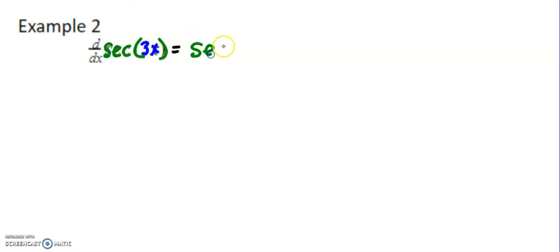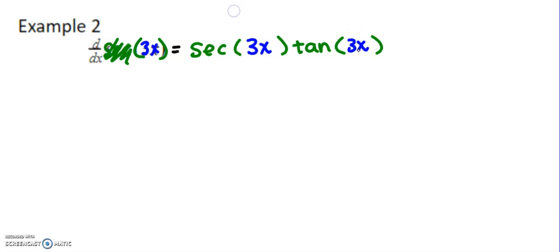So I'm going to take the derivative of secant, which is secant times tangent, leaving the argument alone, the part on the inside, times, from the chain rule, the derivative of the inner function. Well, the derivative of 3x is 3. Okay? So again, you want to figure out what is your outermost layer, take that derivative, leave the inside alone, times the derivative of the inside.